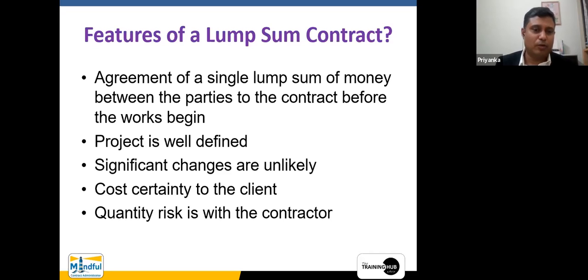Okay. So in order to become a lump sum contract, it has to be a well defined project. Number 2, significant changes are unlikely. This is where we don't have provisional sums. Okay. We don't have uncertainties. We don't have remeasurements. That is why the significant changes are unlikely in the context of a lump sum contract. Cost certainty to the client, that I have discussed with you, and quantity risk is with the contractor. It is not only the quantity, there is a productivity risk as well. So accumulated and associated sort of risk, which we are going to discuss separately.